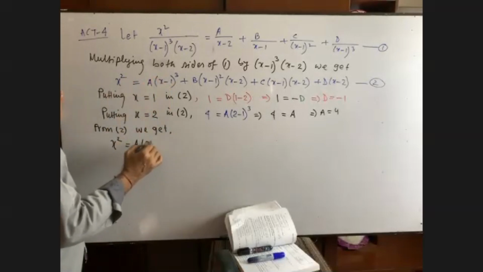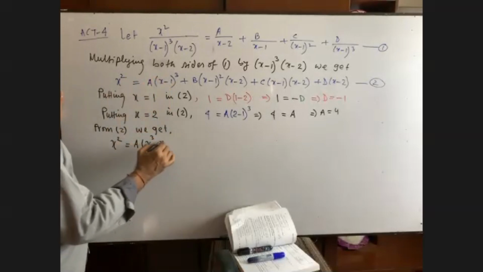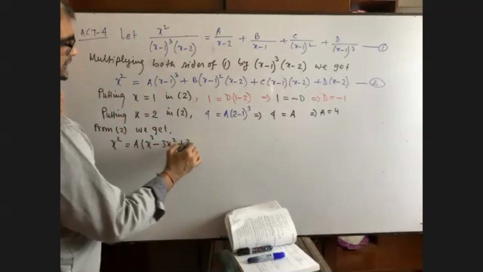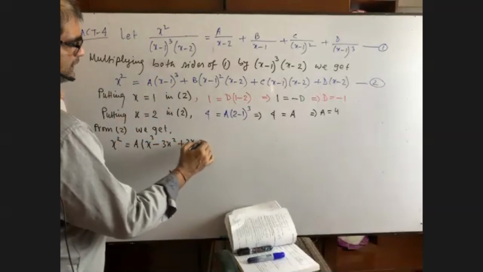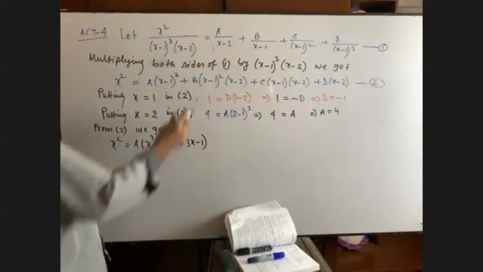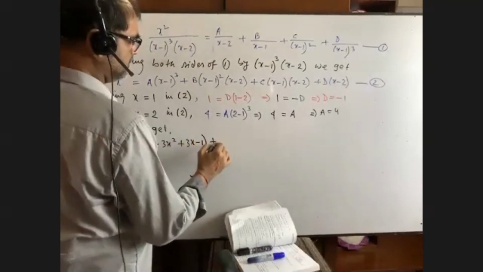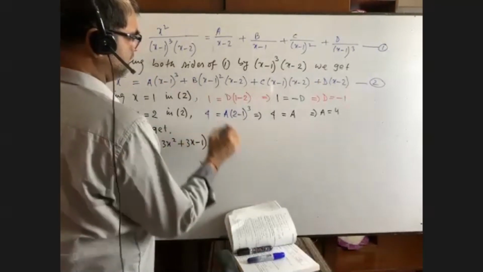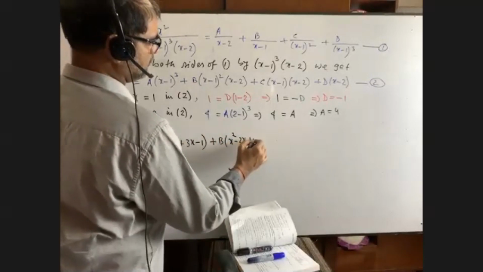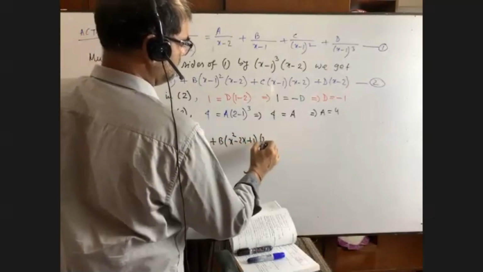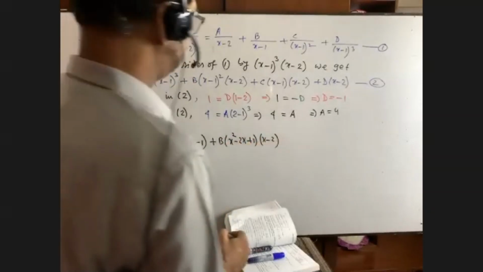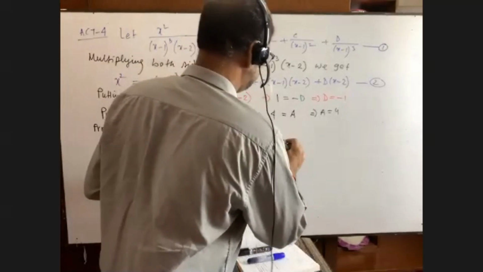x cube minus 3x square plus 3x minus 1. Will it be? Then it is what? B into x square minus 2x plus 1 into x minus 2. Then it is C.